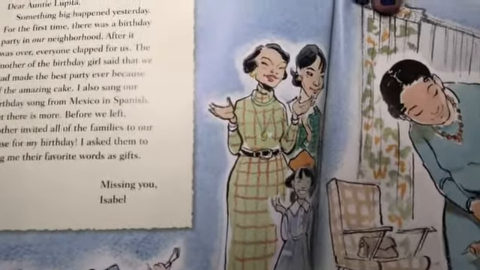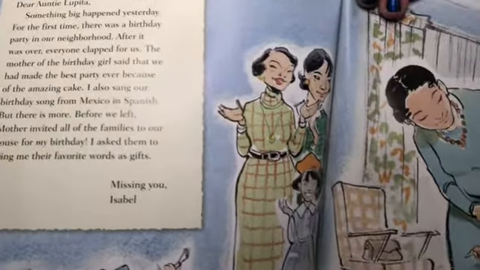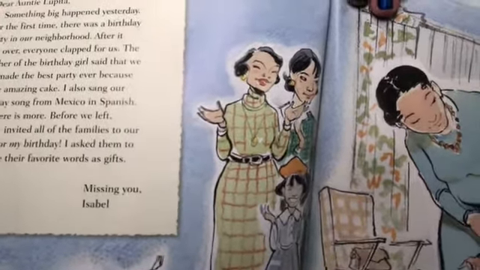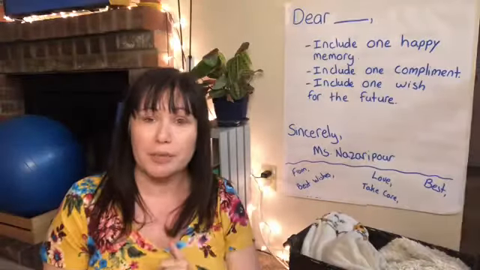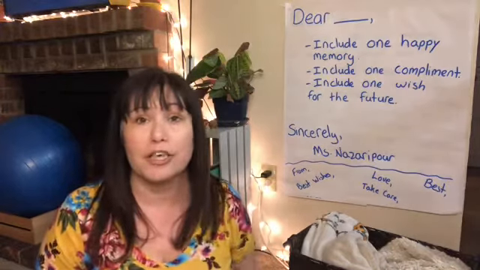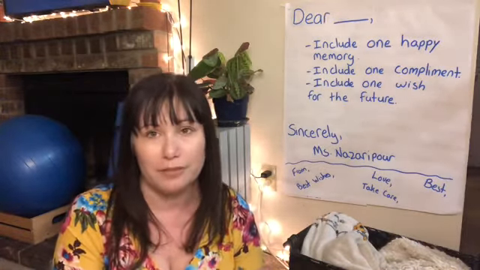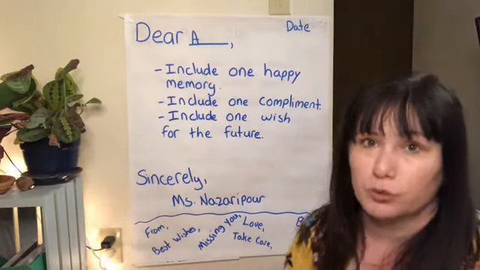At the end, she's finished the letter by saying, missing you, capital M, and a comma, and then underneath missing you, she's put her name, Isabel. So these are the basic conventions of a letter that you need to know for the project that I have for you this week. Okay, third graders, so here's your job in writing for the next week or so.